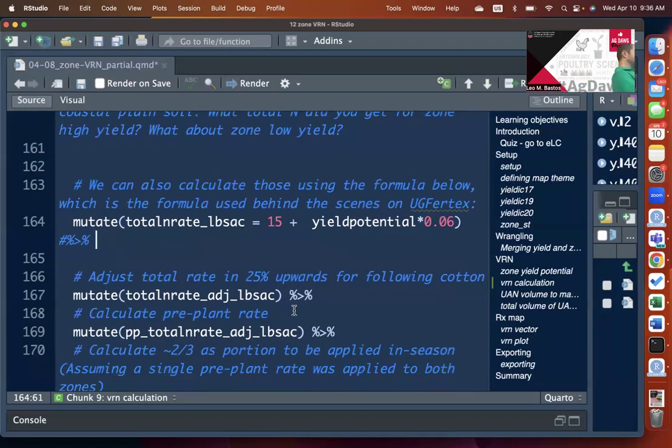So remember that we talked about what are the things that impact how much nitrogen we should apply. The main one was yield potential, but then we have these other components that are modulating that total nitrogen rate.